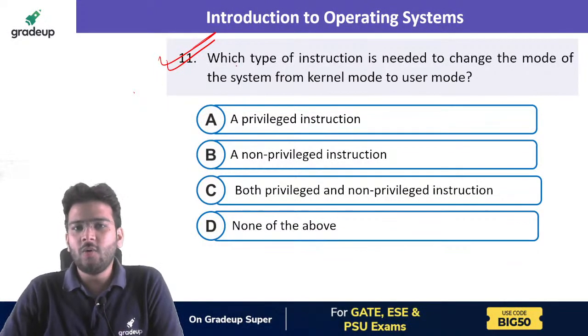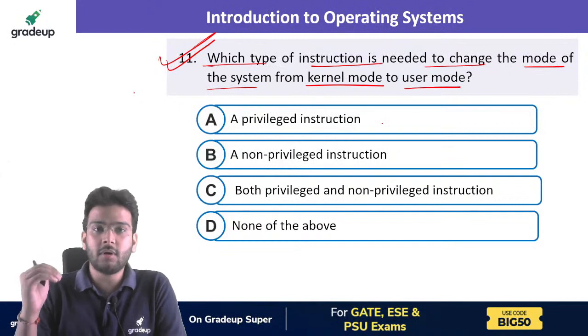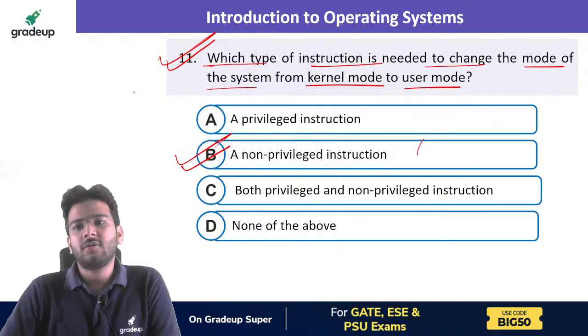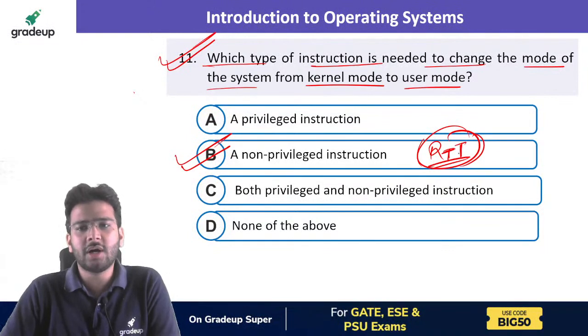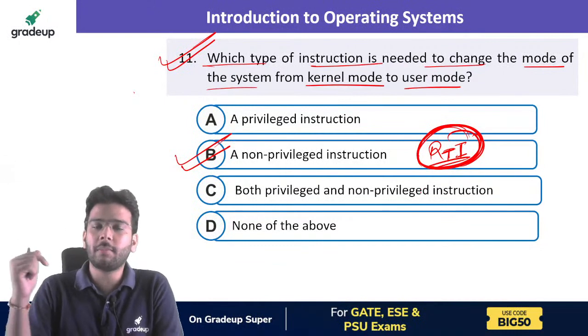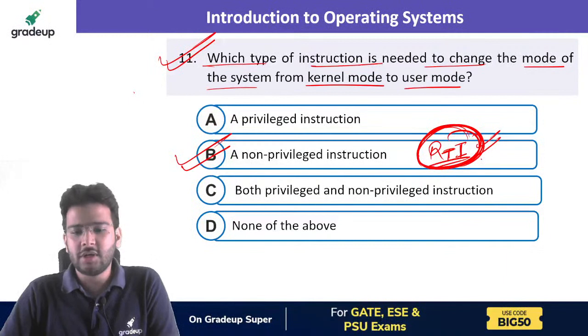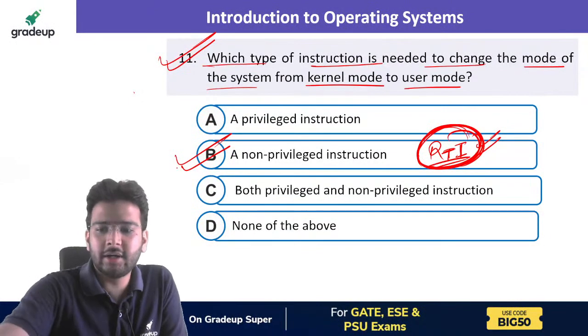So let's see this now. Which type of instruction is needed to change the mode of this system from kernel mode to user mode? From kernel mode to user mode, a non-privileged instruction is needed. So we can use an instruction called RTI. We can have more instructions as well, but RTI is one of them. Return from interrupt is a kind of instruction that you can use to switch the mode from kernel mode to user mode, and this is a non-privileged instruction. Clear? So B is the correct answer here.